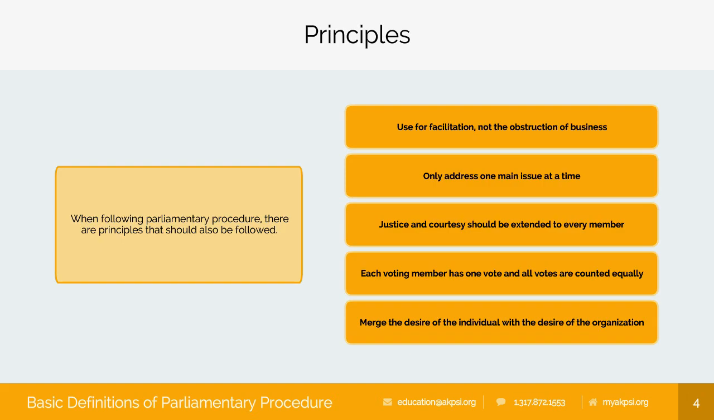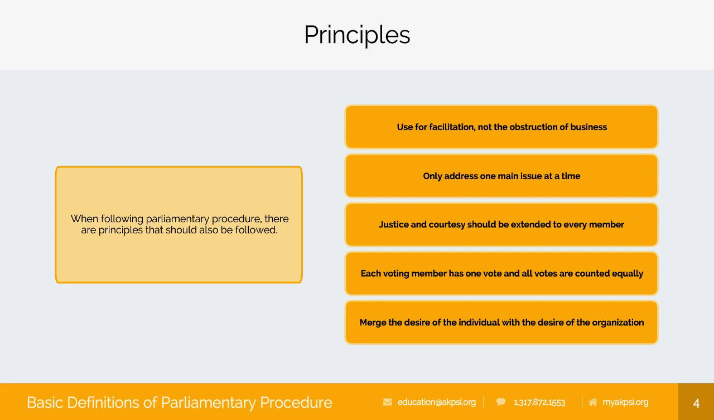When following parliamentary procedure, there are principles that should also be followed. Parliamentary procedure should be used for the facilitation, not the obstruction of business. It should not hinder the progression of a meeting in any way, but instead streamline and effectively help the meeting and the business being conducted.